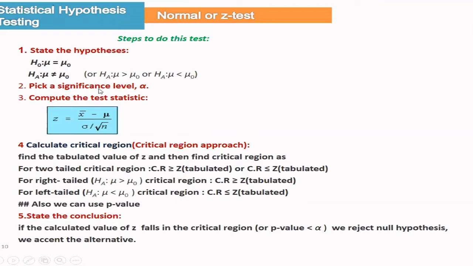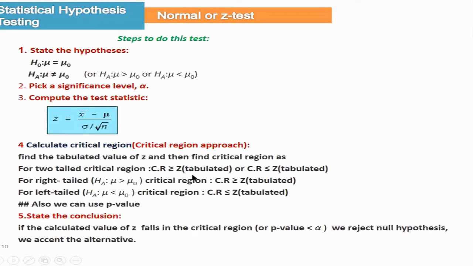Second, we have to fix the level of significance. Third step, we have to calculate the value of the test statistic by this formula: x bar minus mu, divided by sigma over root n. X bar is the sample mean we get from the sample, mu is given for the population, sigma is the standard deviation of the population, and n is the sample size. This is the formula for the test statistic for one sample mean test. Then you have to find the critical region, or you can do the p-value.